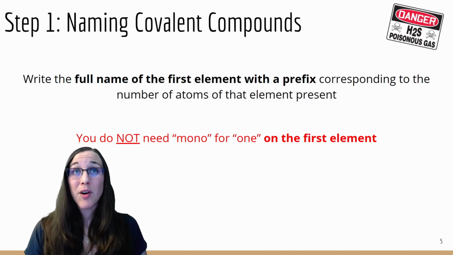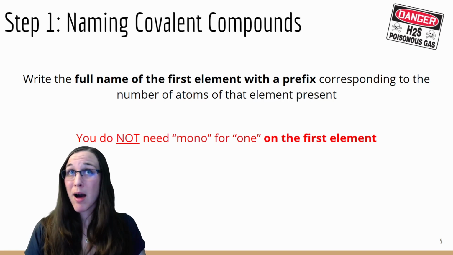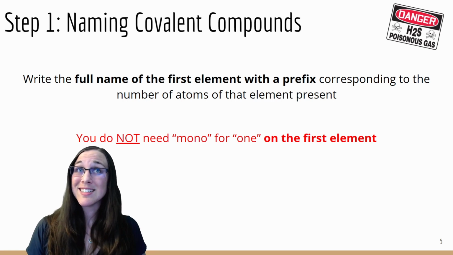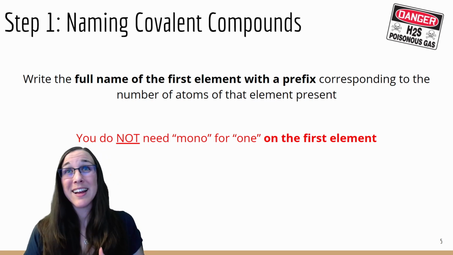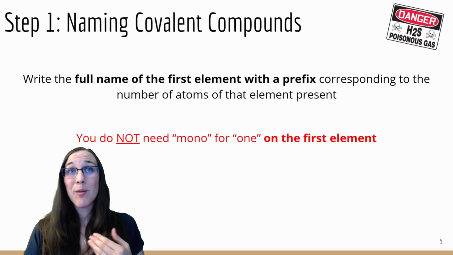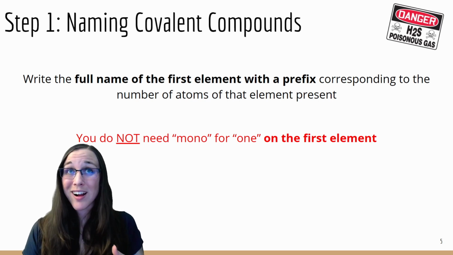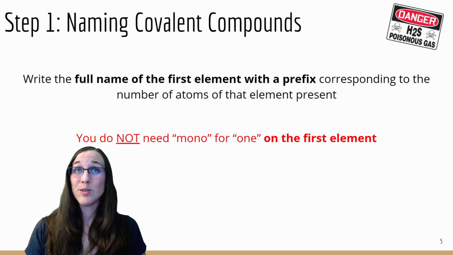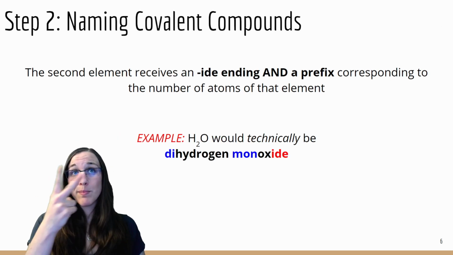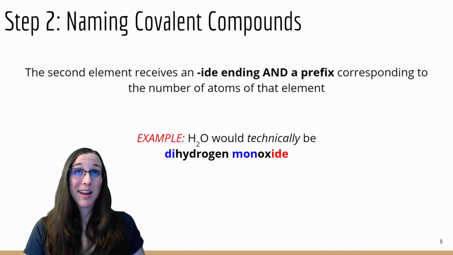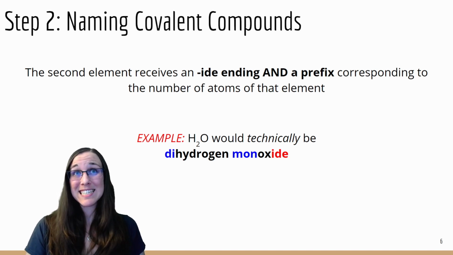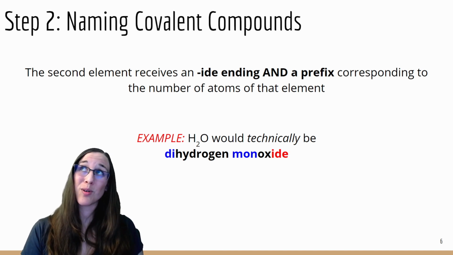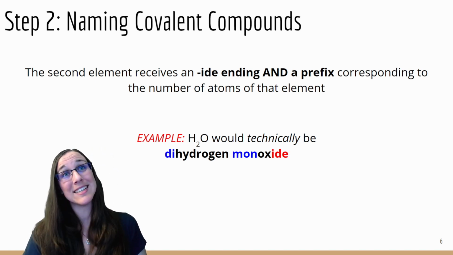Remember in the example of carbon dioxide, I didn't say monocarbon dioxide, I said carbon dioxide. Since I only said carbon, it's implied that there's only one carbon. However, if there were two carbons and two oxygens, I would have to specify dicarbon dioxide as opposed to carbon dioxide. Step 2 is to take the second element and write ide, I-D-E, as the ending, and choose a prefix that corresponds to the number of atoms of that second atom present.